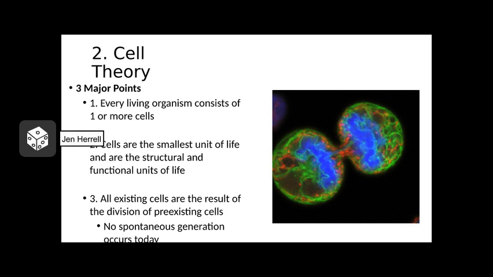The cell theory is a collection of ideas that scientists know to be true about cells. It has 3 major points. First, every living organism consists of one or more cells. Having cells is one of those characteristics that something has to have in order for it to be considered alive in biology, and we talked about that back in Chapter 1.